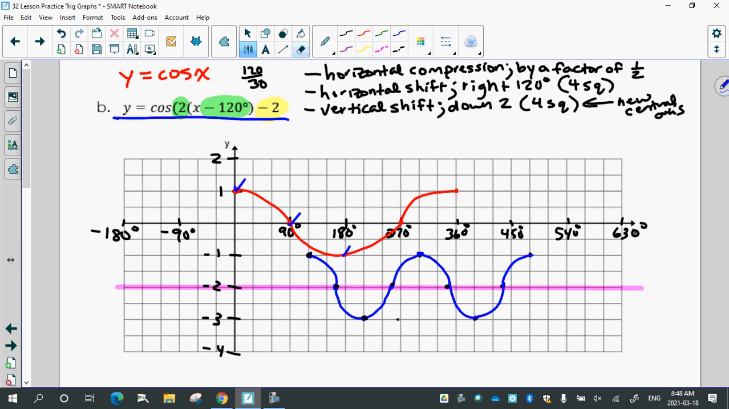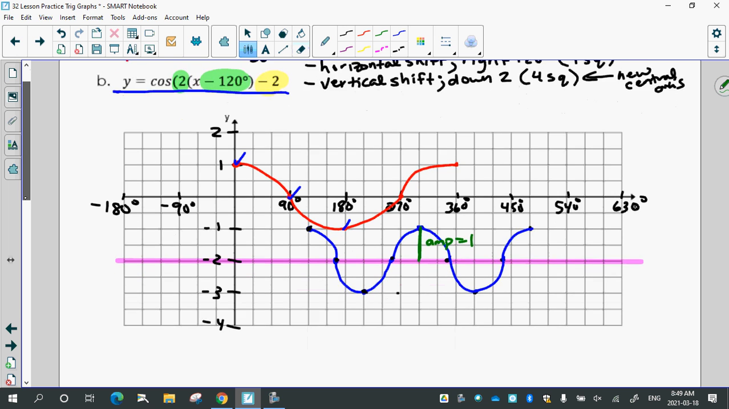So now I need to do amplitude, period, and phase shift. So again, amplitude is the distance from the central axis to a maximum. So amplitude is 1. Everyone agree? 2 squares about 1, right? 1 unit on the y-axis.